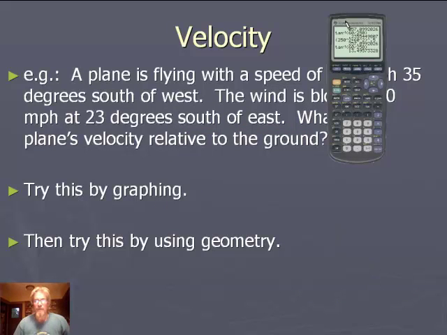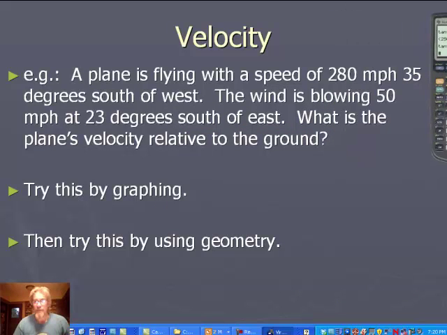Now, this is a slightly more complicated problem, because we're not going right on the compass directions. It says here a plane is flying with a speed of 280 miles per hour, 35 degrees south of west. The wind is blowing 50 miles an hour at 23 degrees south of east. What's the plane's velocity relative to the ground?